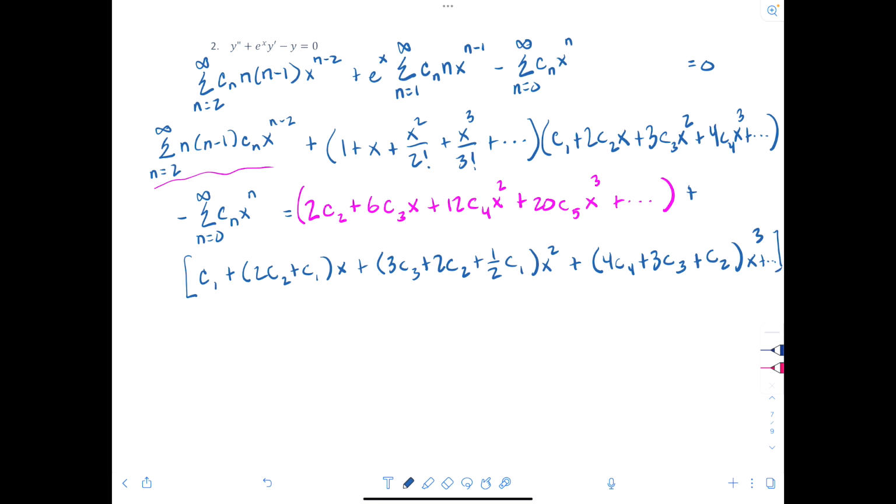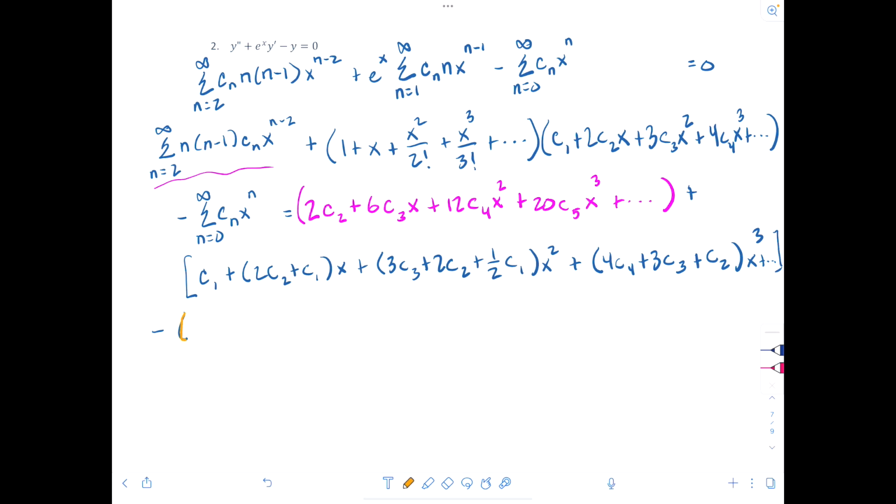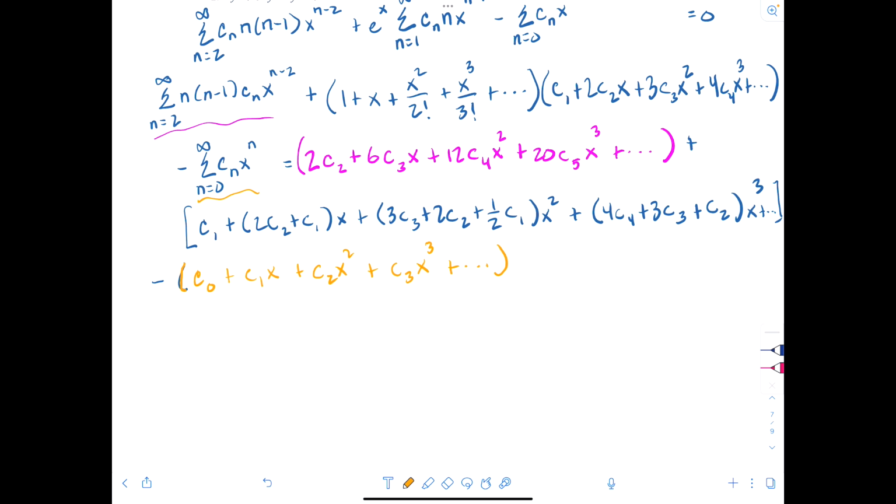And then we're going to have minus, and now I'll work this summation here. So when n is 0, we'll have c0 times x to the 0, which is 1. When n is 1, we'll have c1 x plus c2 x squared plus c3 x cubed plus dot, dot, dot. Groovy? Okay, so now all of this, of course, is equal to 0.